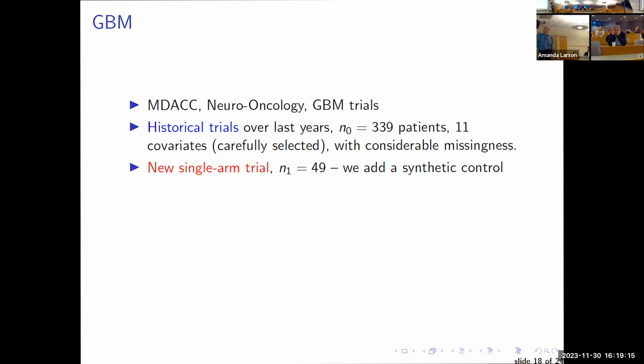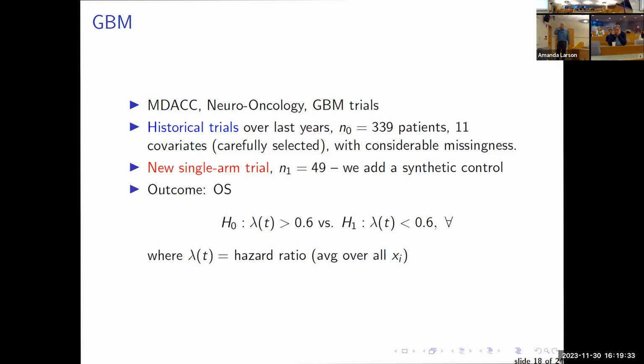Now after these 340 historical patients, we have a new single-arm trial with another 49 patients. And we want to use the blue historical data to set up a synthetic control. And we shall do that now in a small simulation, and let's see how it works out. Two simulations. We want to set up that synthetic control to compare the new experimental therapy with standard of care, formally carrying out the comparison of the two hypotheses.